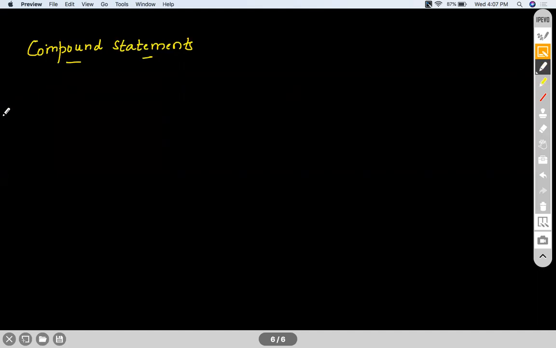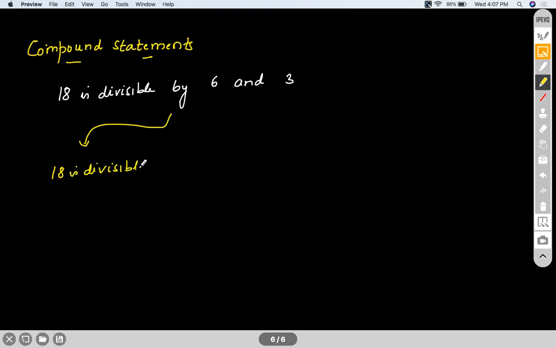Compound statements. What are compound statements? A statement which contains more than one elementary statement is called a compound statement. Let me give you a simple example. Let's say 18 is divisible by 6 and 3. If you look at this, it is a statement made up of two component statements: 18 is divisible by 6 and 18 is divisible by 3. And these two statements are connected by a connector, which we call the AND connector.